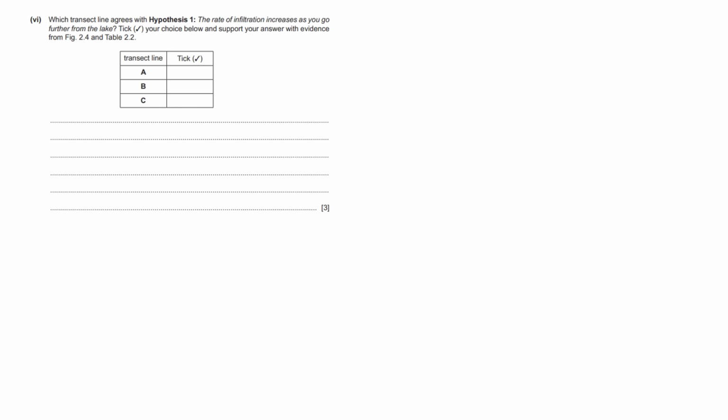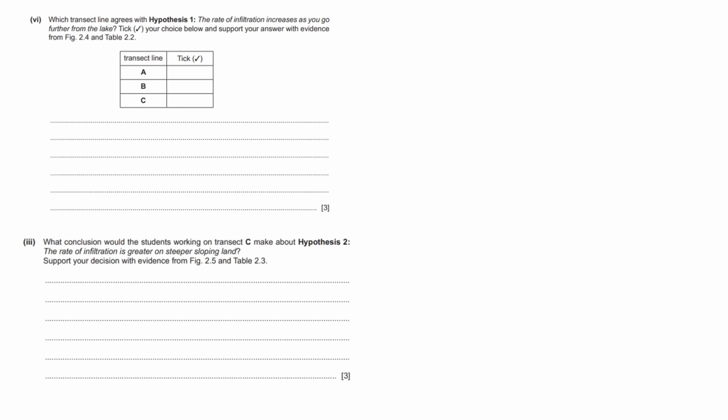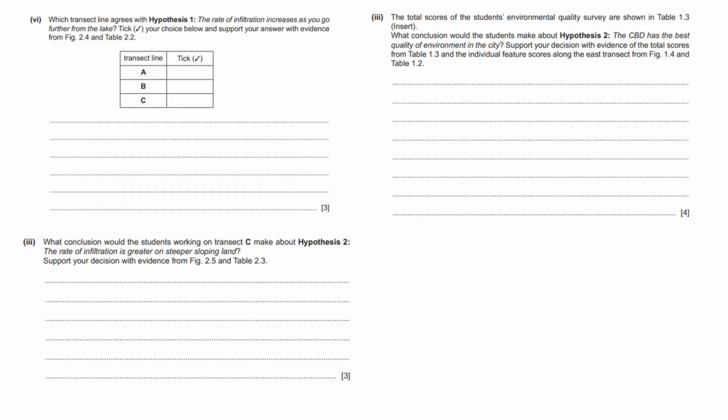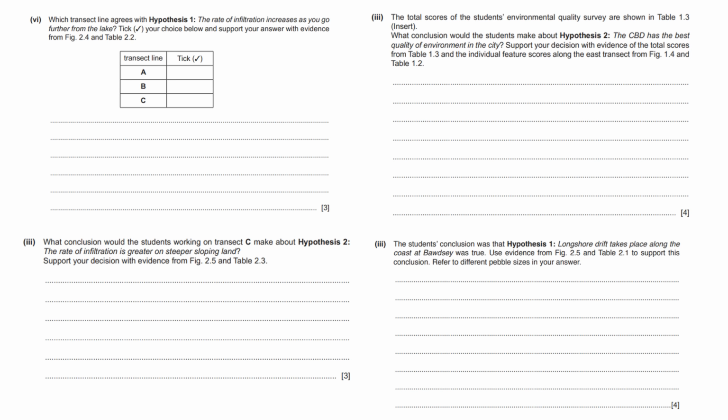Hypothesis 1, the rate of infiltration increases as you go further from the lake. Look at the data. Which one has proven that? Here we go. Hypothesis 2, support your decision with evidence from the various data. And another one. So typically with these questions, you are required to use the data specifically collected, and you must include evidence from that. And again, here's a final one. So generally speaking, whenever you do this, unless specifically written, you must use the data from those particular resources, so figure 1 or table 1.